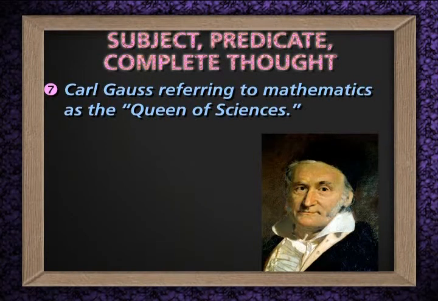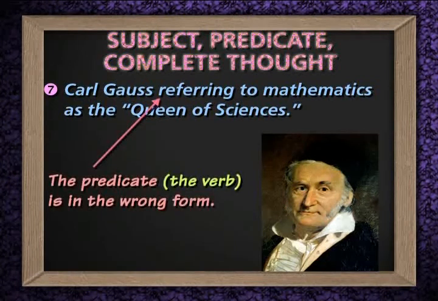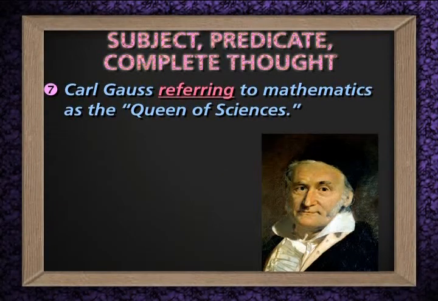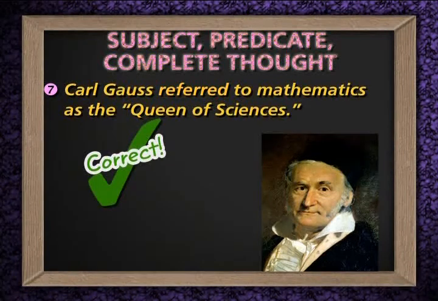That is not correct because my predicate, the verb, is in the wrong form. My predicate, my verb, is the word referring. I have to put that into the form referred, ed, for it to be correct. Now the sentence reads, Carl Gauss referred to mathematics as the queen of sciences. And now it makes sense.